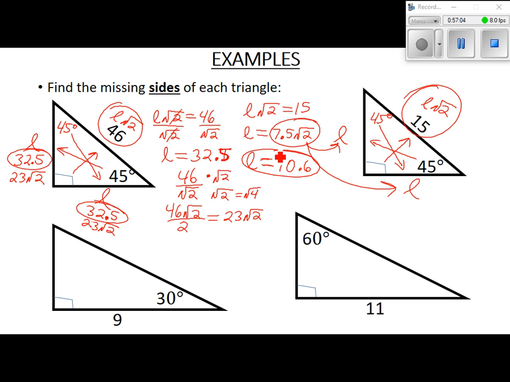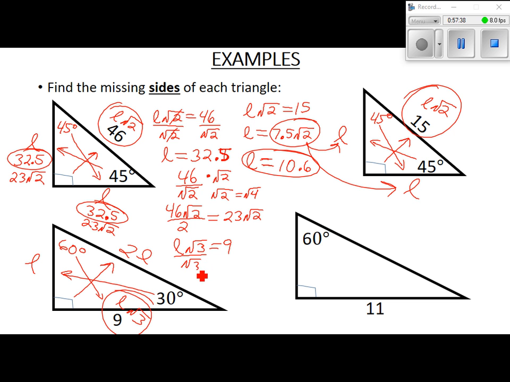What kind of triangle do we have down here? 30, 60, 90. The side across from the 30-degree angle gets labeled what? The side across from the 60-degree angle? L times the square root of 3. The side across from the right angle? 2L. A little tougher this time, so make sure you're writing this down. What equation can I set up there? L times the square root of 3 equals 9. Not really tougher. If you just divide both sides by the square root of 3.